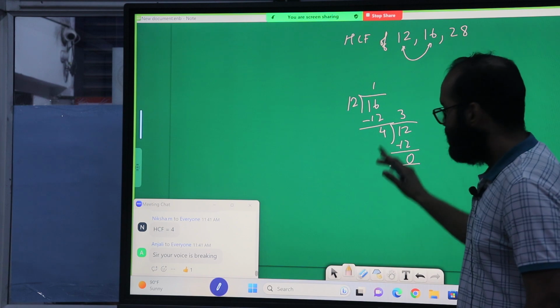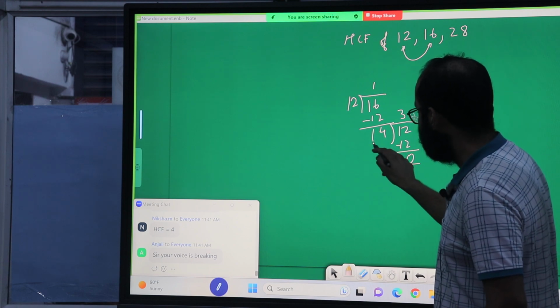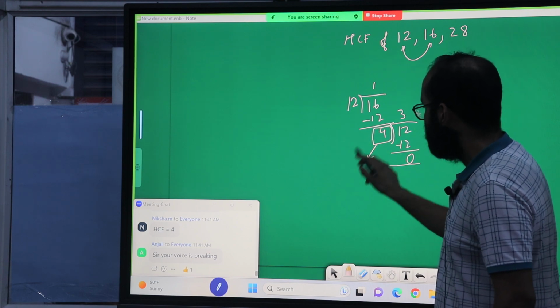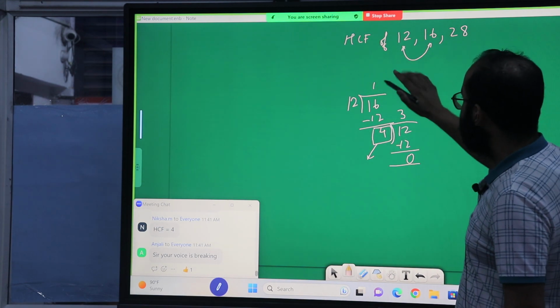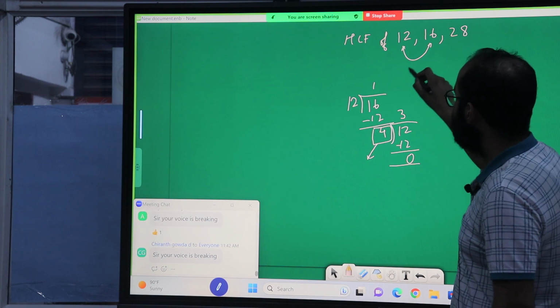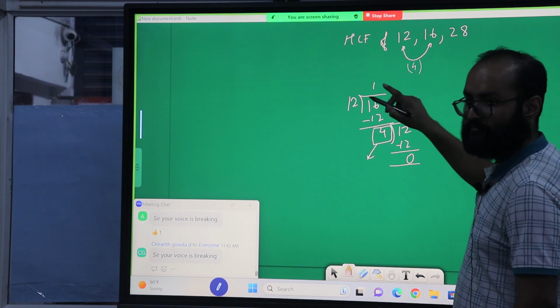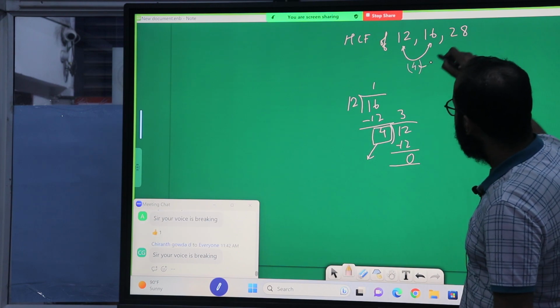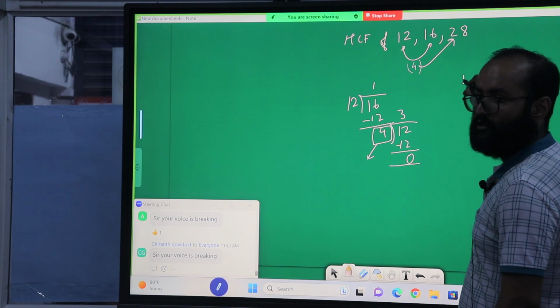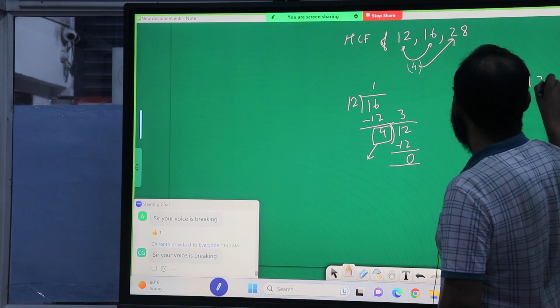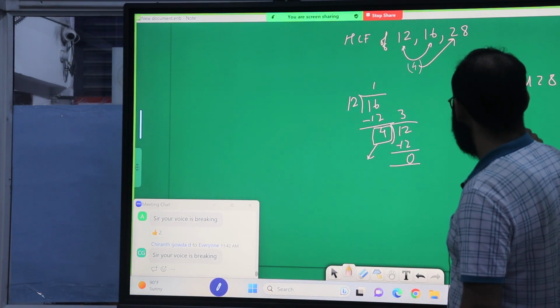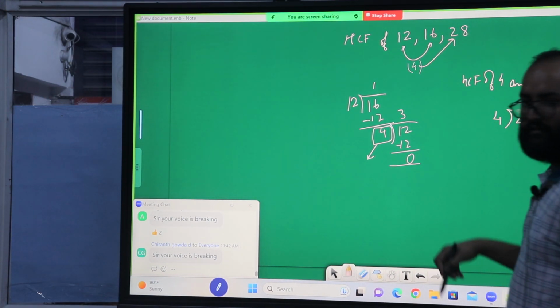The method will end. So what is the HCF? The last divisor, that is 4. So 4 is the HCF of 12 and 16. Now you have to find the HCF of 4 and 28. How to do it? Again, divide the bigger number by the smaller number.